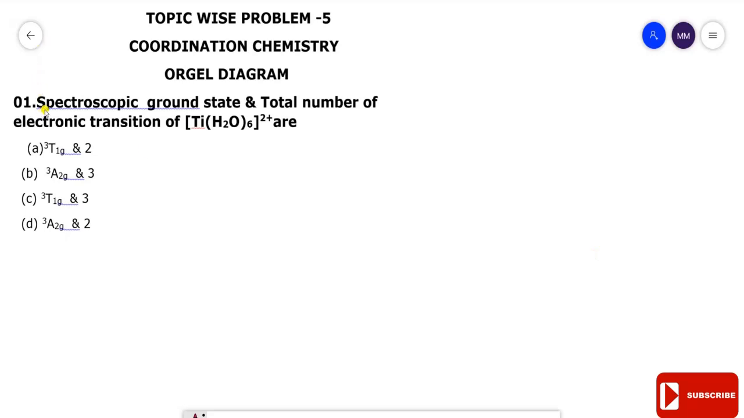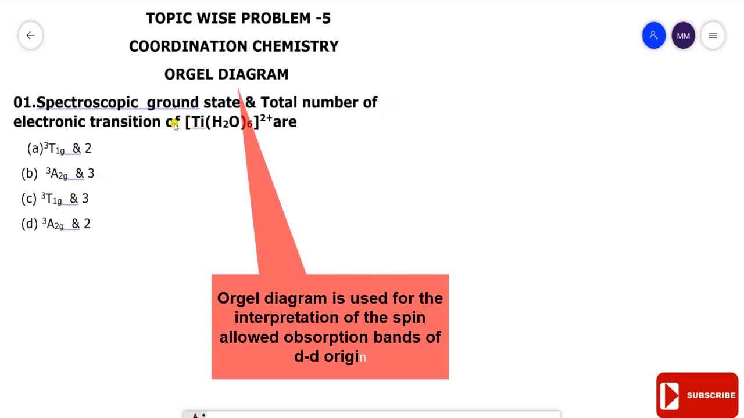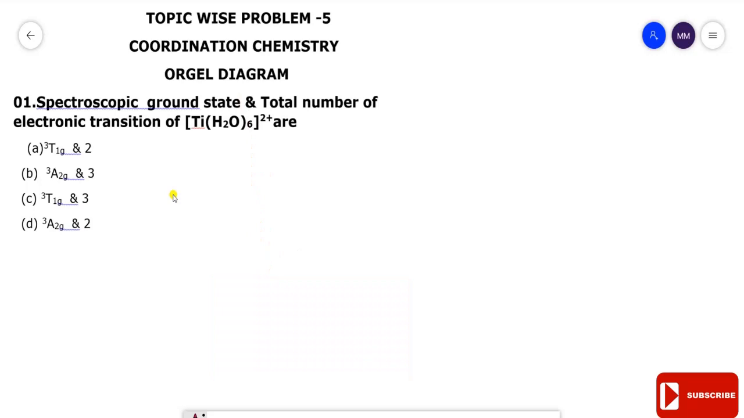Question number 1. A spectroscopic ground state and total number of electronic transitions of titanium complex: 3T1g, 3A2g, 3T2g, 3A2g, and number of transitions 2, 3 or 2. So before entering into the Orgel diagram topic, we need the basic idea.